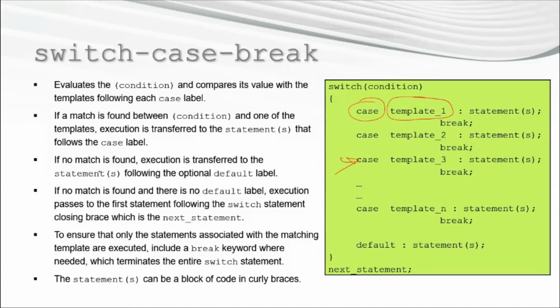So if no match is found, then execution is transferred to the optional default label. If no match is found and there is no default label, then execution passes to the first statement following the switch statement's closing brace, which is the next statement. So that is the condition. If the default statement is not present and no match is found, in that case the control is passed to this next statement.